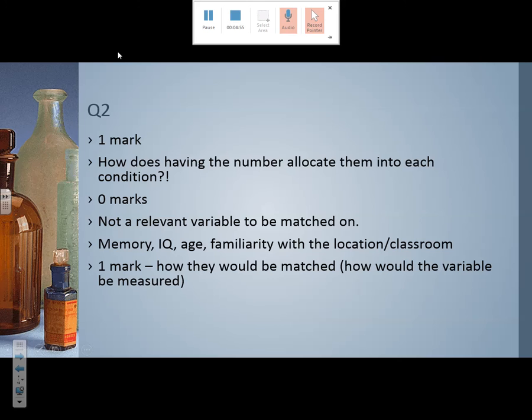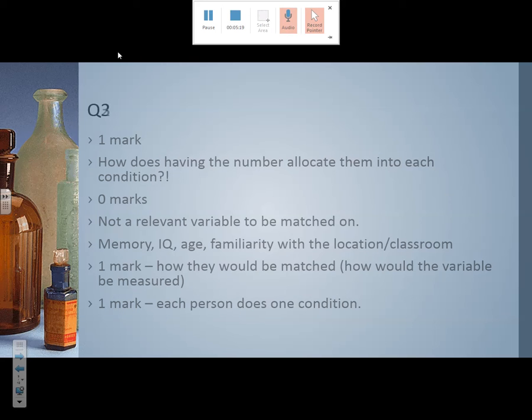You get 1 mark for saying how they would be matched. So you would do a baseline memory test and then match them on the most similar scores. Same with IQ. You find out how old they are. You'd match them on similar ages, and you'd find out how familiar they were with the classroom, how many times they've been to the classroom before. That would get you 1 mark. The second mark would be for saying each person does one condition. So you'd say that one person does it in the same context and one does it in a different context, and that would be how you get those 2 marks.